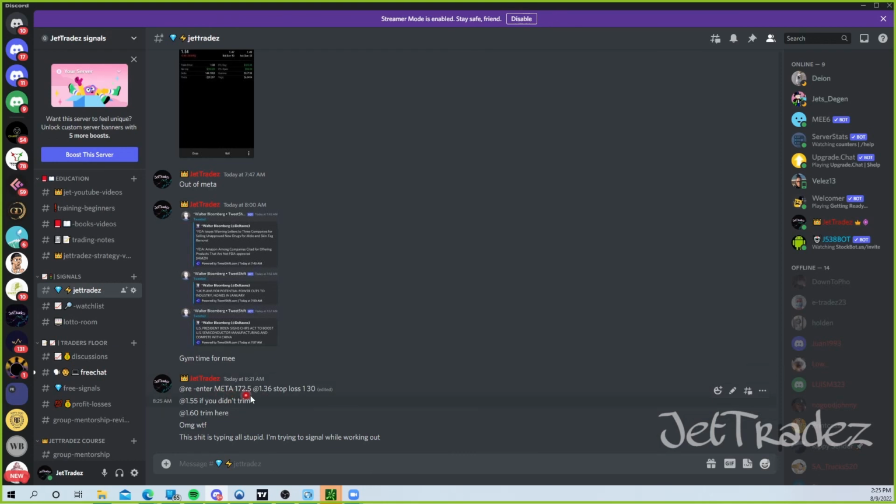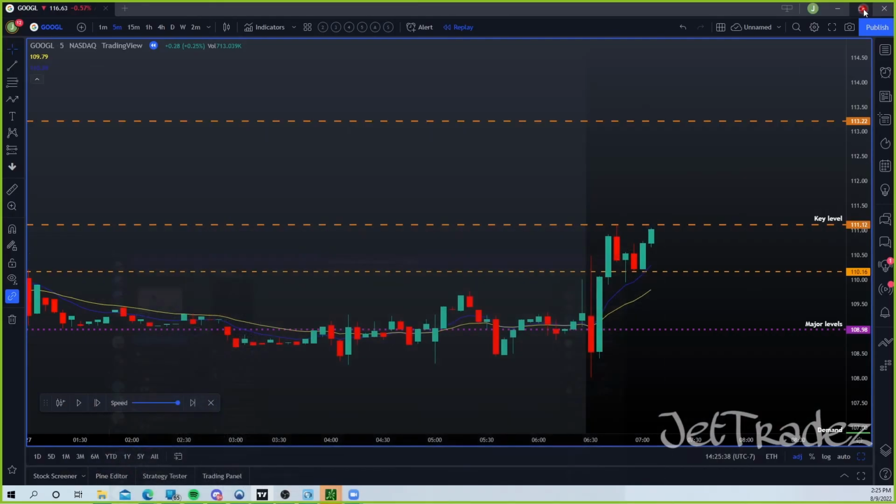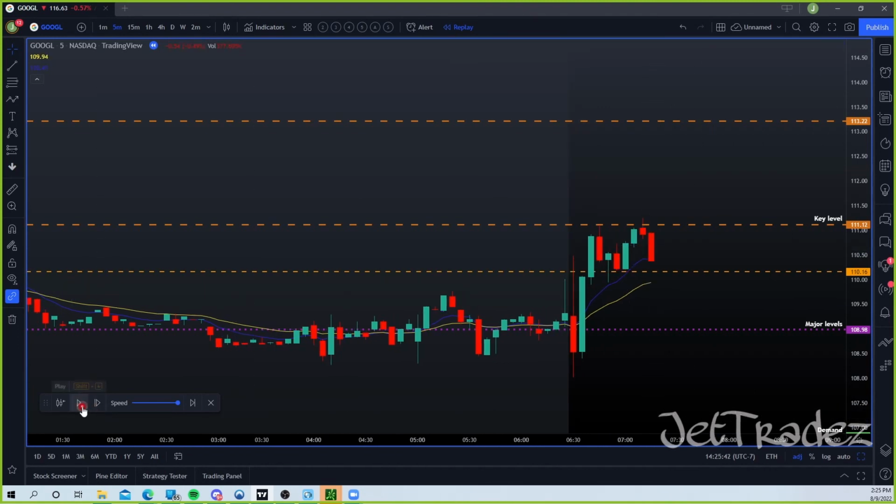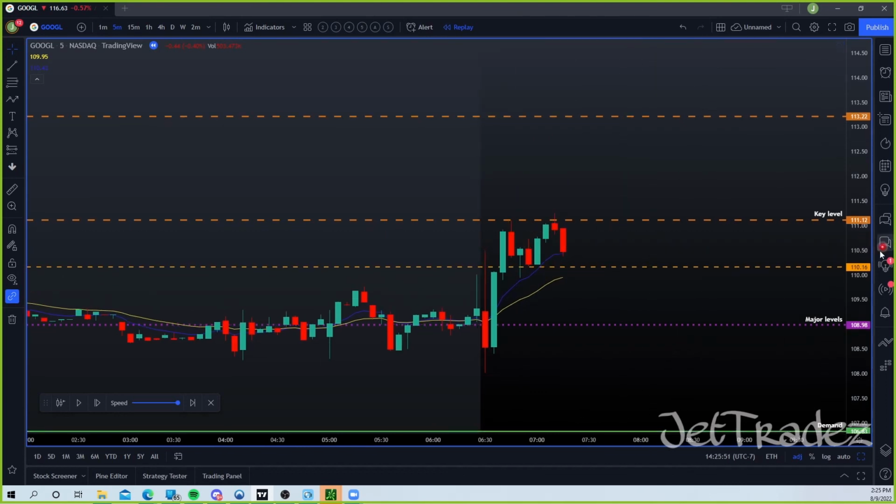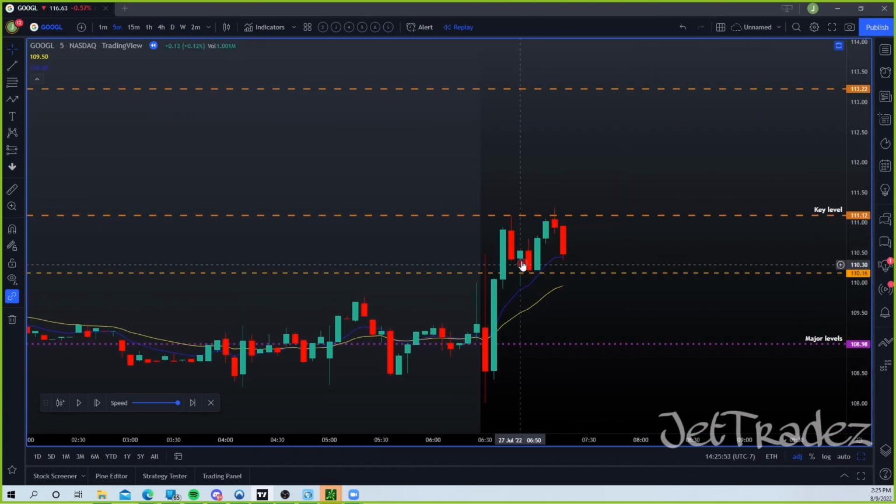You see, re-enter Meta, 172.5 at 0.36, stop loss at 1.30. Basically, I'm good putting a stop loss at the candle closure below, which is going to be below this candle. See, and that's it. If I see this coming in, I'll probably start taking profits and leave one runner. If it stops me out, it stops me out on the last runner. But I want to get profits because I already entered here, right?